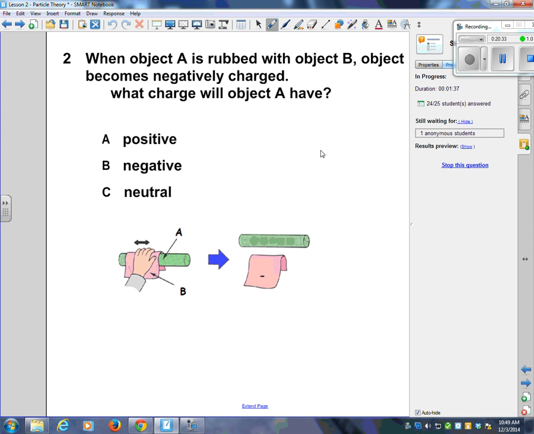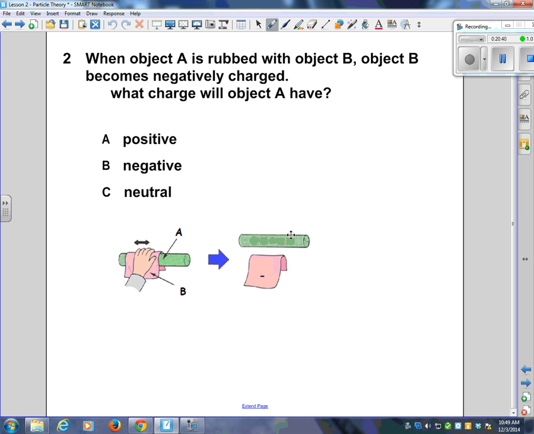Come on, we gotta pick something. If object B becomes negatively charged, what will object A be?